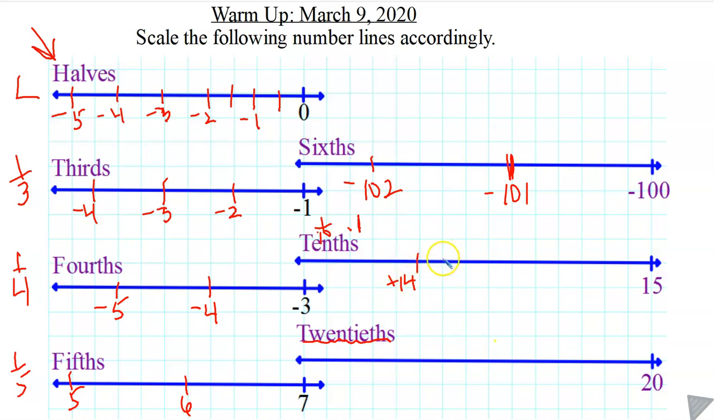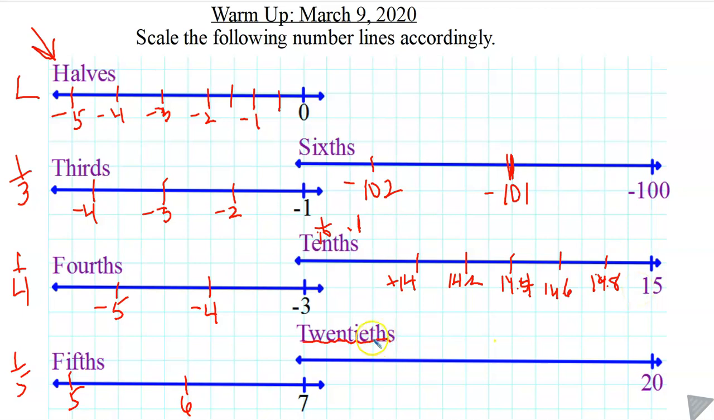This is 14 1/10. This is 14 2/10. So I could write it like this. 14.2 is right there. And then this is 14.3. This is, oops, I'm skipping wrong. Let's see. This would be 14.4, and this would be 14.6. And then this one is 14.8, because every single one of these marks represents 1/10. And the last one is 15.